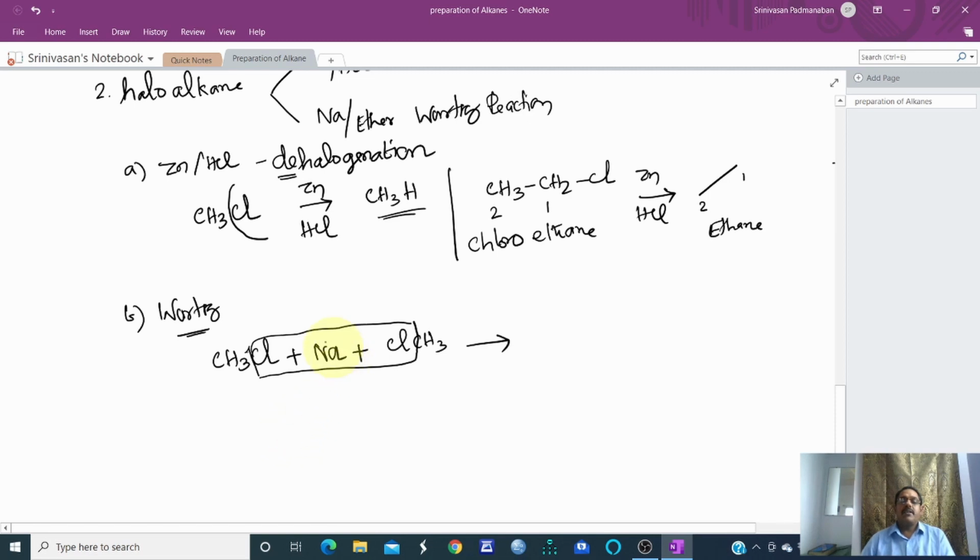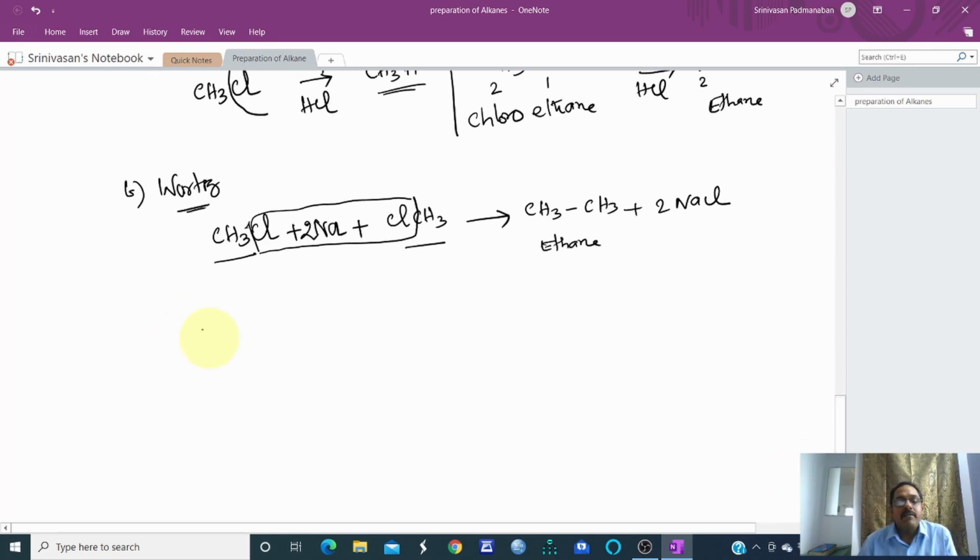Okay, this NaCl will be, since there are 2 molecules, we need 2 Na. This will be going as sodium chloride salt. The remaining will be attached together. CH3 plus 2 NaCl. Or you can suppose we have taken one chloromethane and another chloromethane, we are getting ethane as the product. Okay, so likewise, we will proceed.